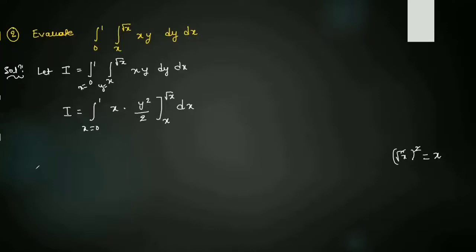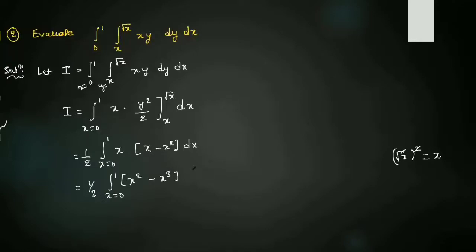And 1 by 2, I'll take it outside because it is a constant. So 1 by 2, I'm taking outside. Limit of x equal to 0 to 1, x. If I substitute root x here, I'm going to get x. And if I substitute x here, I'll get x square, dx. Before going to the next integral, simplify. Multiply this x inside. x into x, x square. x into x square, x cube dx.